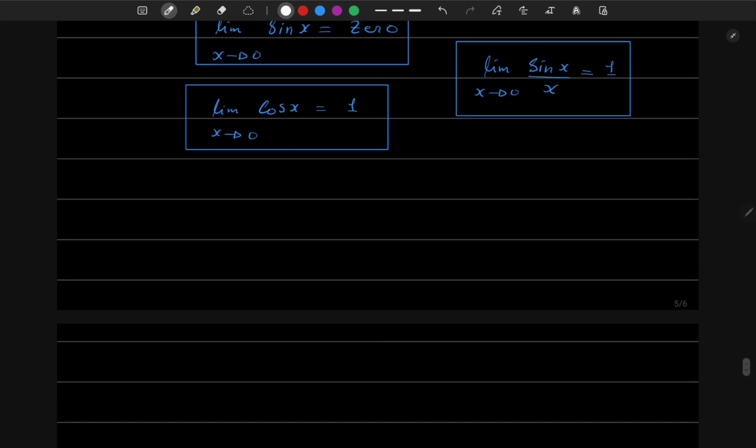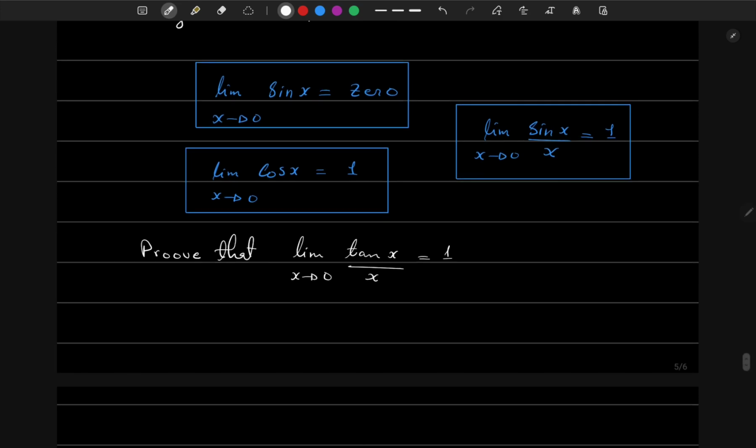So, an example, let's prove that the limit of tan x divided by x equals 1 when x approaches 0. Of course, when x approaches any other number than 0, we can substitute, but when x approaches 0, this is the case we're dealing with here.